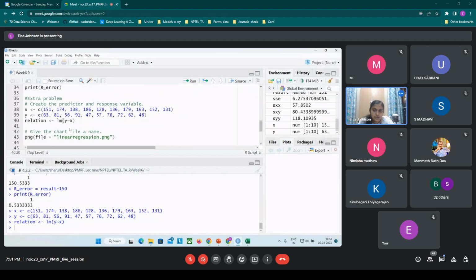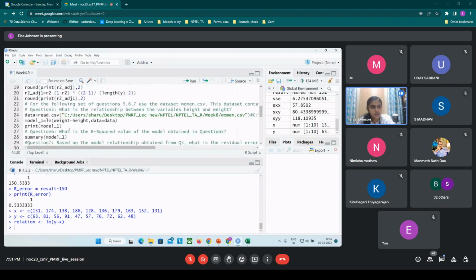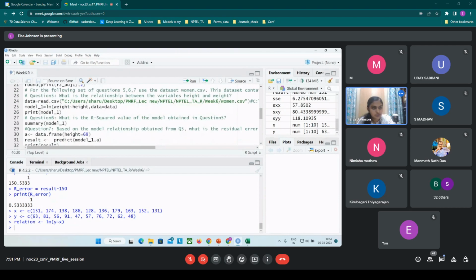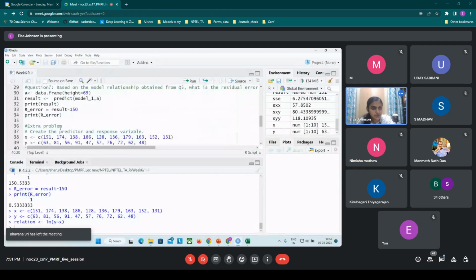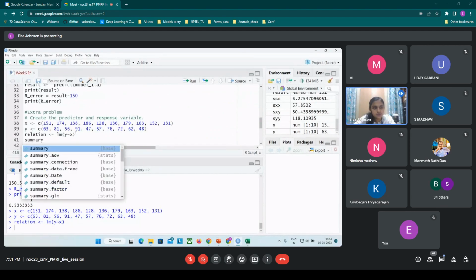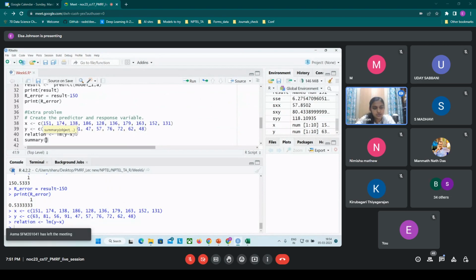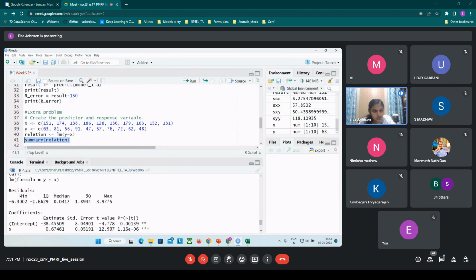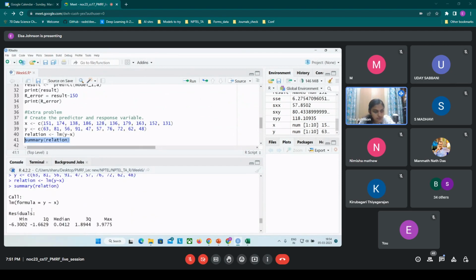Now, if you just want to plot it, earlier we just read that data and saved a linear model with that, printed it and maybe found a summary. So here also, I will check the summary of the relation model that we have created. If I run that, it will give these many things. Okay, the one with this formula.